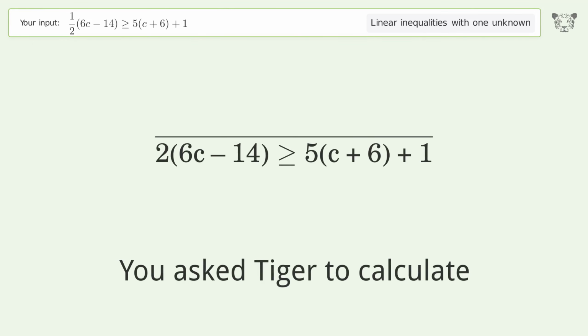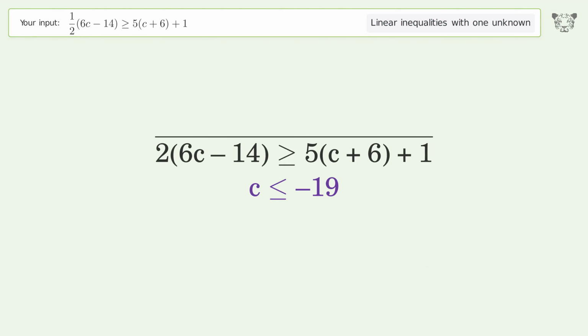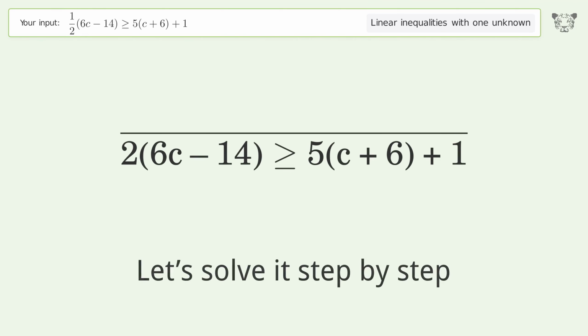You ask Tiger to calculate. This deals with linear inequalities with one unknown. The final result is c equal or smaller than -19. Let's solve it step by step.